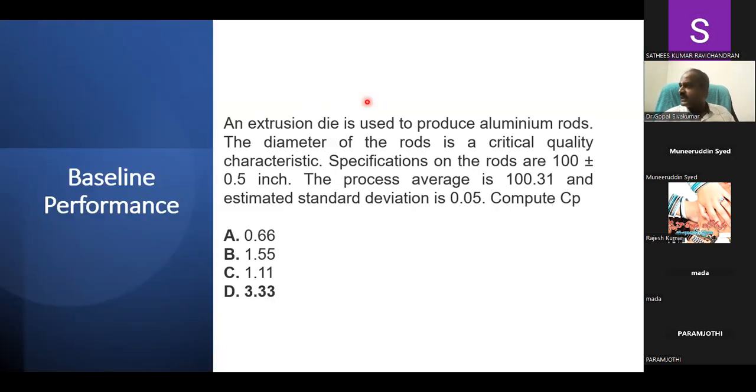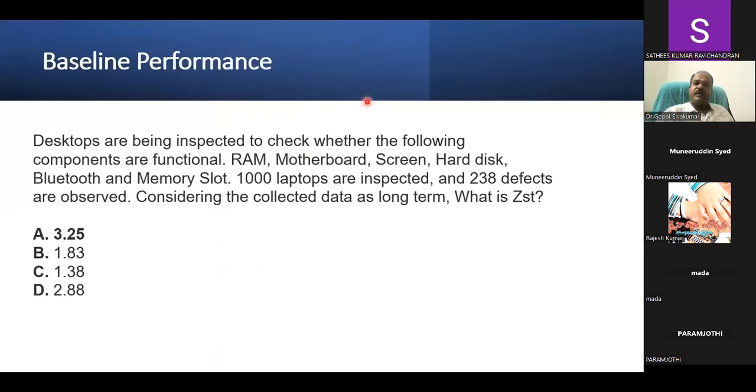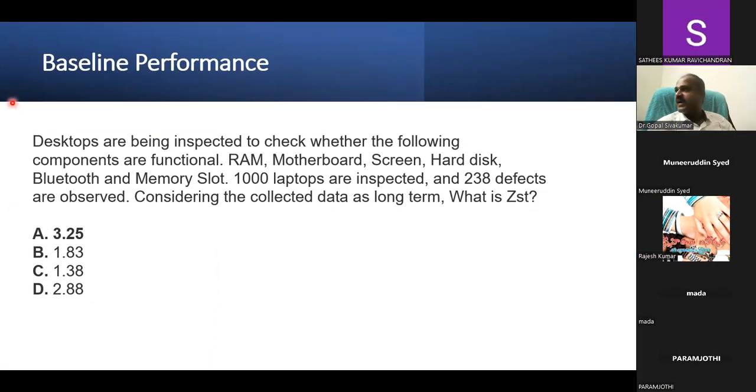And now see here, another problem. Who is going to read it out, a little louder? Desktops are being inspected to check whether the following components are functional: the RAM, motherboard, screen, hard disk, Bluetooth, and memory slot. 1,000 laptops are inspected. Out of that, 238 defects are observed. Considering the collected data as long term, what is the short term sigma standard?